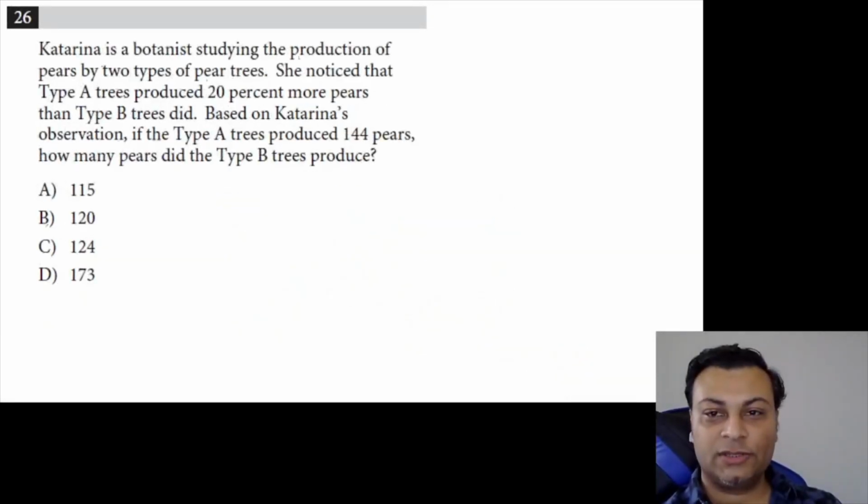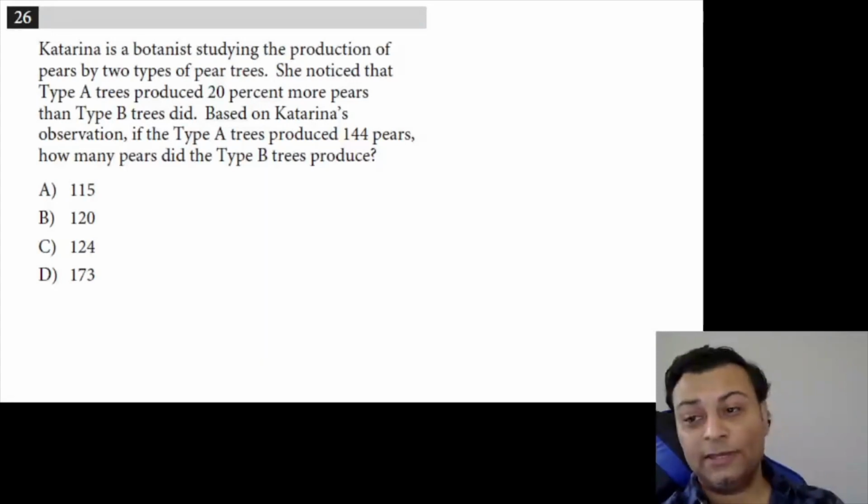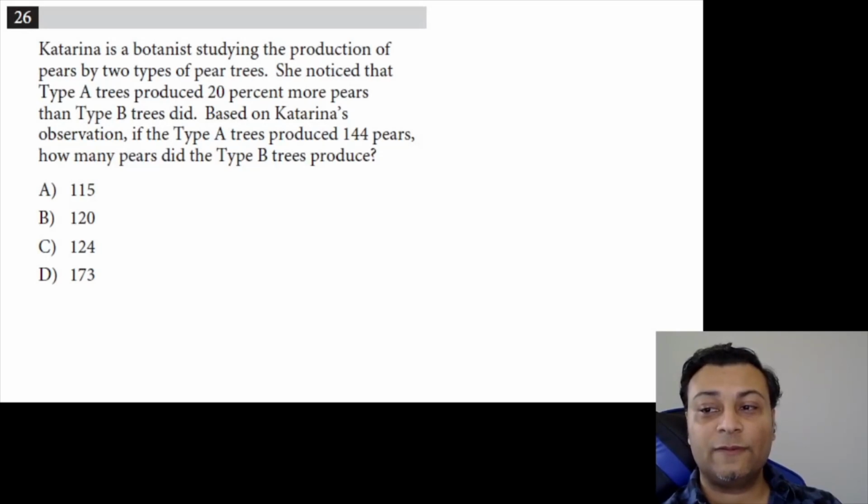Moving on to 26. Katerina is a botanist studying the production of pears by two types of pear trees. She noticed that type A trees produced 20% more pears than type B trees did. Based on Katerina's observation, if the type A trees produced 144 pears, how many pears did the type B trees produce? So type A is 20% more than B. So 144 is 20% more than some other number.